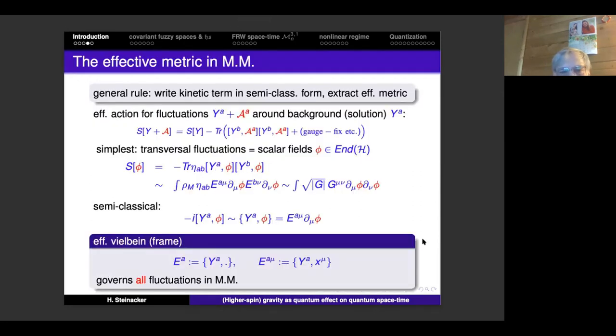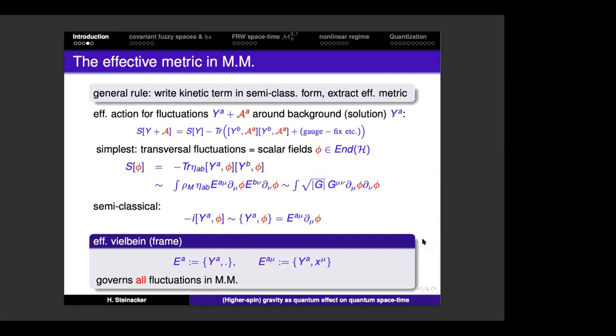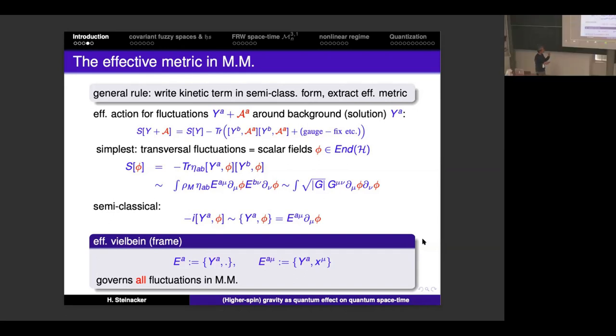No, I don't change degrees of freedom. The degrees of freedom will always be the matrices. So the y's, or if you want the fluctuation, these are the degrees of freedom. You cannot change that, and I will never change that. That means that the metric is, of course, not fundamental. The metric is an emergent object. It's a composite object from the frame. And even the frame is not the fundamental object, because the frame is determined by the matrix, by the y. Yeah, so everything comes from the matrices. That's the statement, exactly.